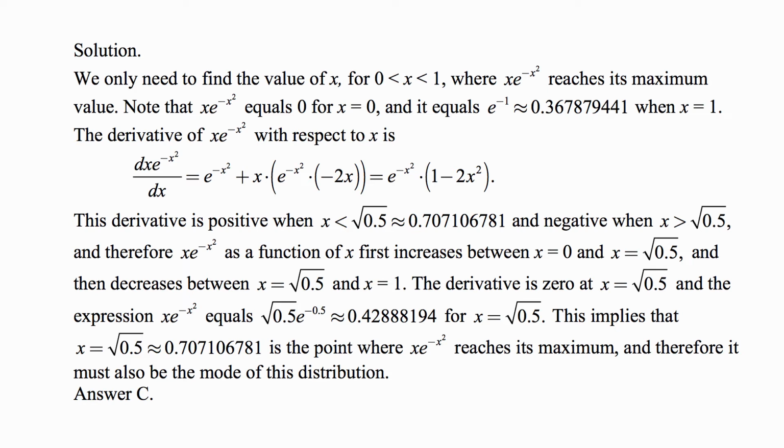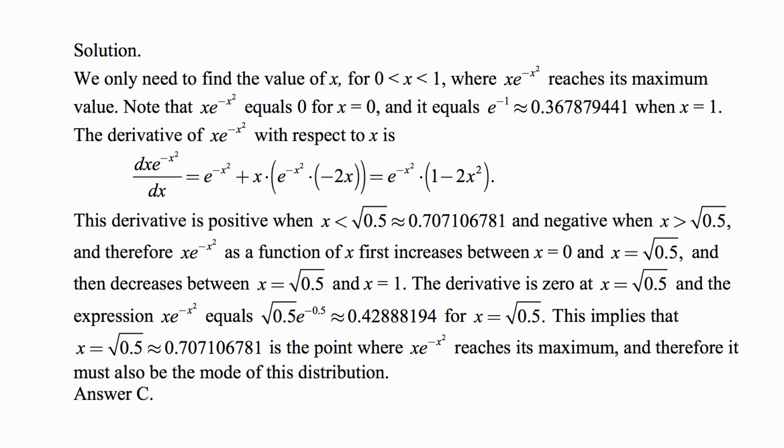The derivative of x times e to the minus x squared with respect to x is, well, it's a product of two functions, x and e to the minus x squared. So the derivative of x is 1 multiplied by the second term of the product, that's e to the minus x squared, plus the first term, x, multiplied by the derivative of e to the minus x squared, which is e to the minus x squared multiplied by the derivative of minus x squared, which is minus 2x.